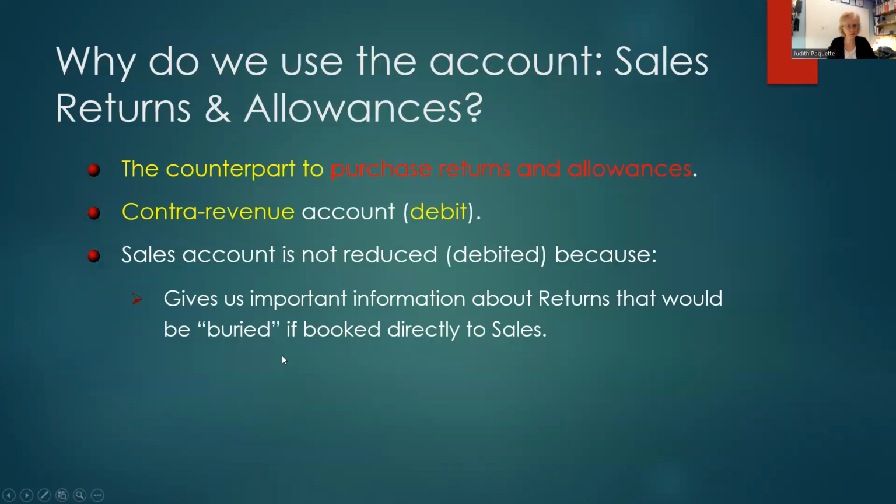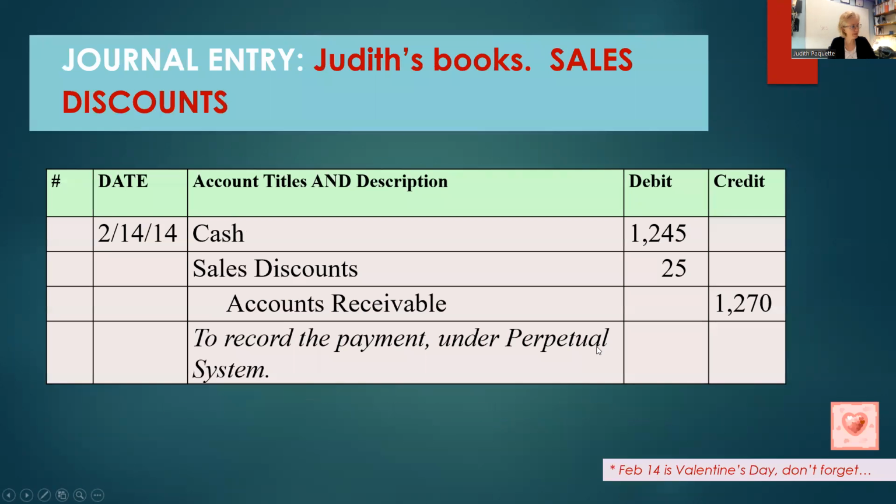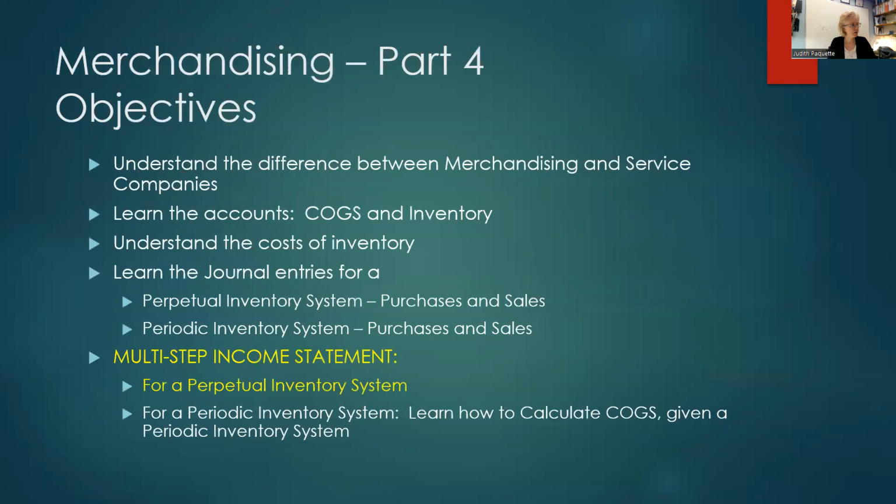All right, so then we do the return, and we always put the inventory back for the return. And again, it's 75%. And finally, we recognize that the customer paid us, but again, it's at that lower amount because the customer took the discount. All right, so that's just a quick review of perpetual.